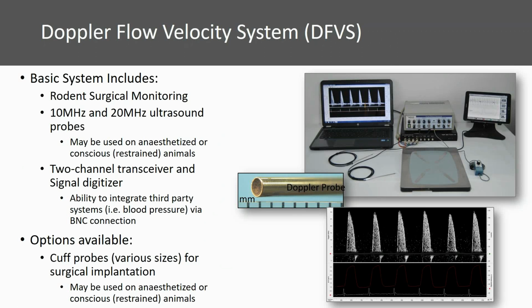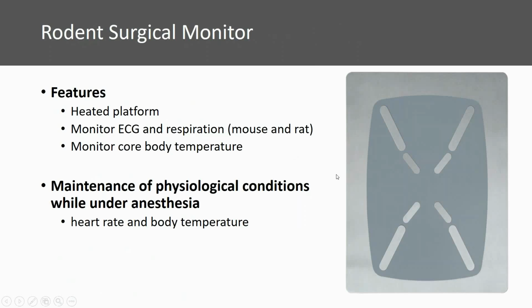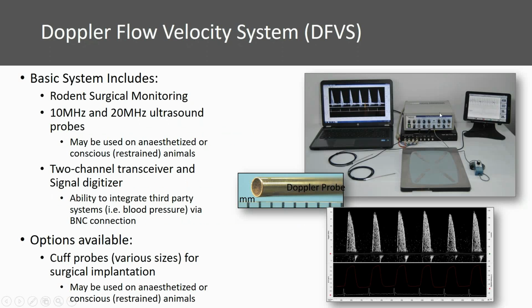With these components, we're able to integrate with a number of other third-party systems. They would plug into these extra ports that you see here on the digitizer. These third-party systems may include a blood pressure system, or any other type of physiological monitoring system which has a BNC connection, can be plugged in to the digitizer and would be displayed along the bottom panel of the software with the ECG signal. As mentioned previously, silicone cuff probes are available for surgical implantation and would be connected into the transceiver as well.